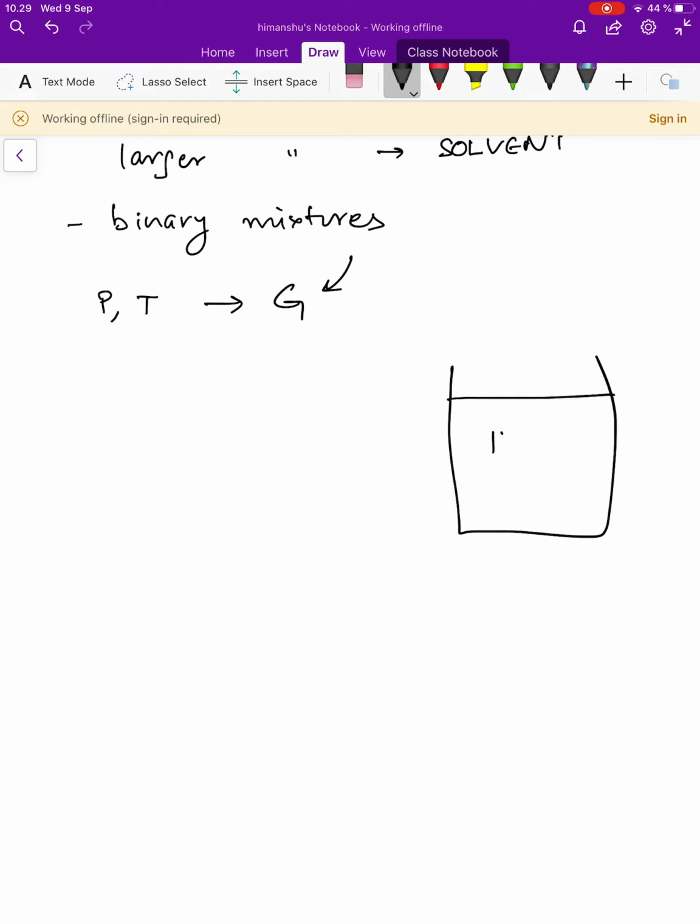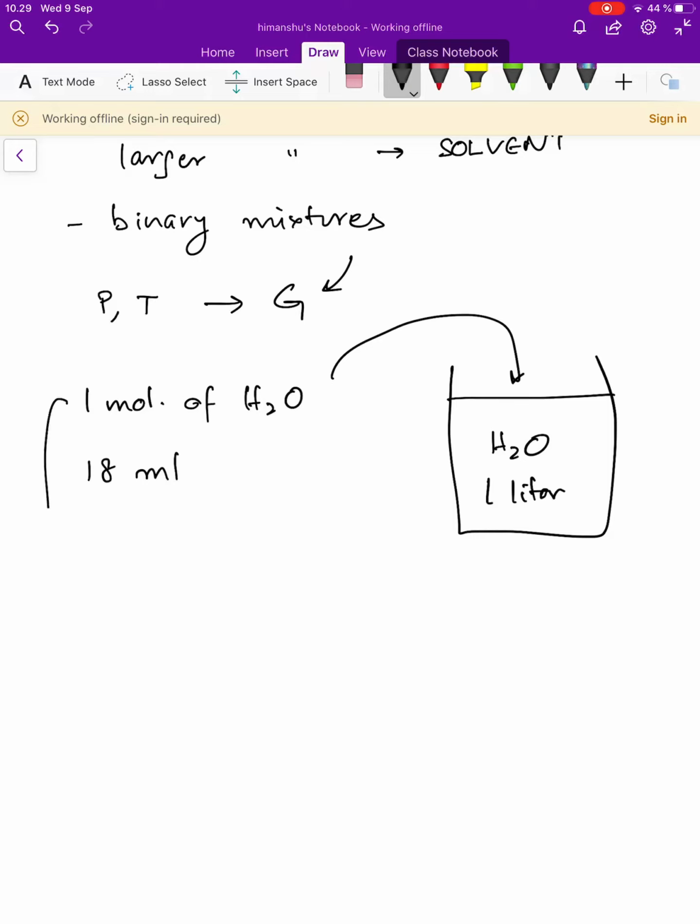Let's say you have 1 liter of water. If I add 1 mole of water to this mixture, the volume of water will increase by 18 milliliters because 1 mole of water is 18 grams and this occupies 18 milliliters. Therefore, after adding 1 mole of water to 1 liter of water, the final volume of water will be 1018 ml.